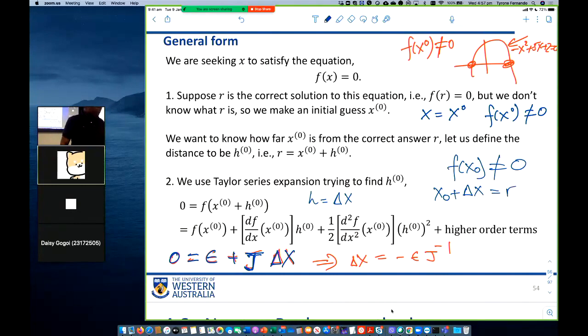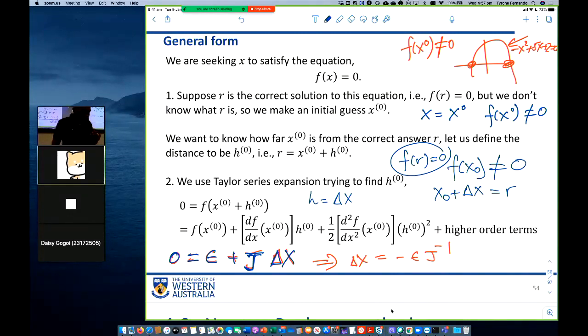Let's say the correct value is r. x equal to r is the correct value. So in other words, f(r) is actually 0. It's the correct value for x. So x0 plus delta x must equal r. Right? So delta x we don't know, r we don't know. We know there is a solution, but we don't know what it is. But x0 we have guessed.